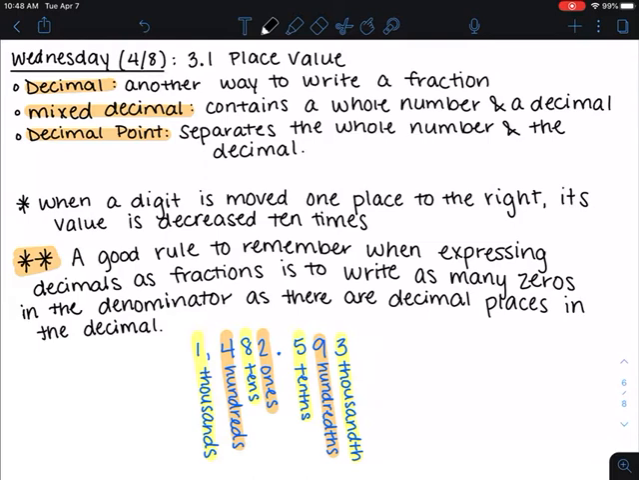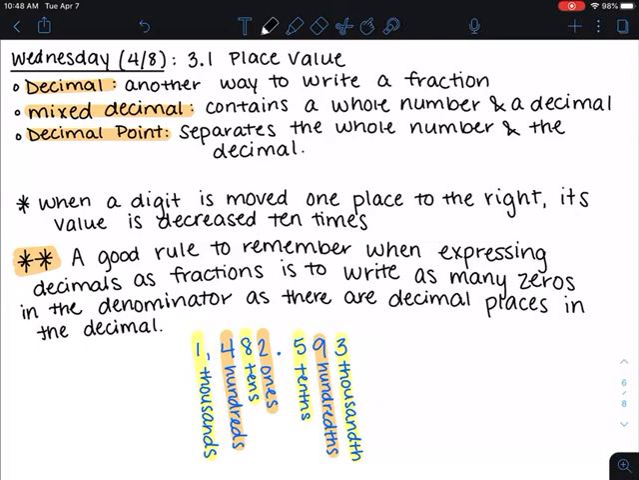Alrighty, so if you can, please take some notes on this video to help you out as we move on with decimals. So a decimal is another way to write a fraction. The fraction 83 over 100 can be written as the decimal 0.83.